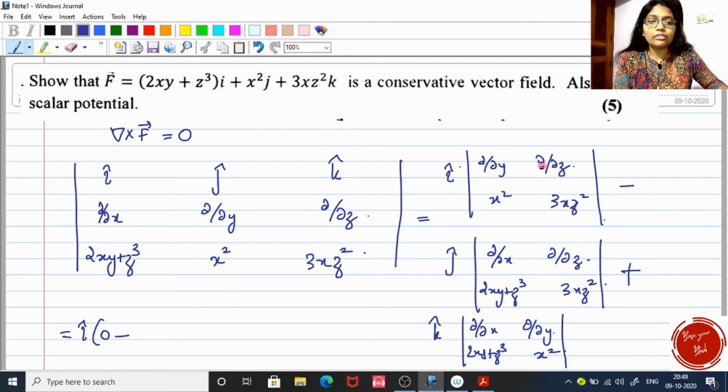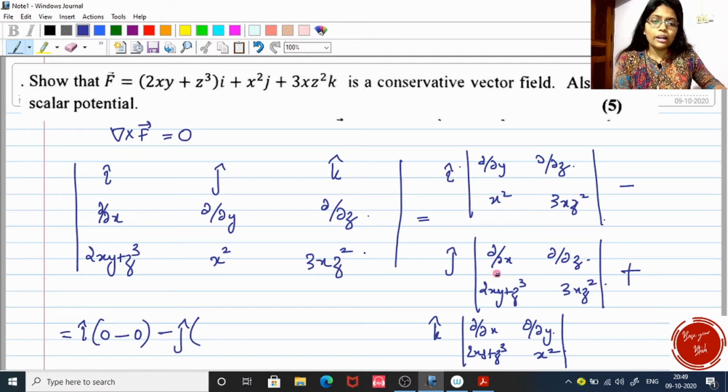Again here we have to take the derivative with respect to z for the function x square. So when we take the derivative with respect to z, x is a constant there. So again it is a 0 coming over there. I put this minus here, then j cap. Now cross it, dou by dou x of 3xz square.